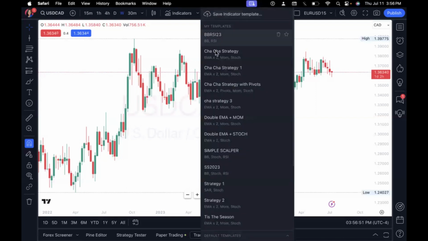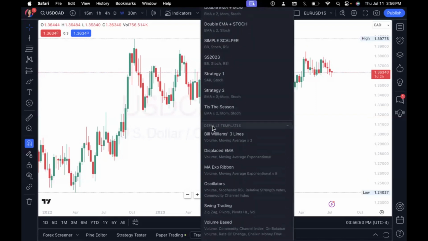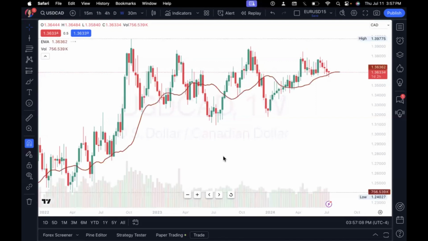Now, once you click this box, you're going to notice at the bottom it says default templates. And TradingView has all of these templates with different indicators that you can put directly onto your chart with settings and everything. And all you have to do is look for your confirmations. So today we're going to start with the Displaced EMA strategy.